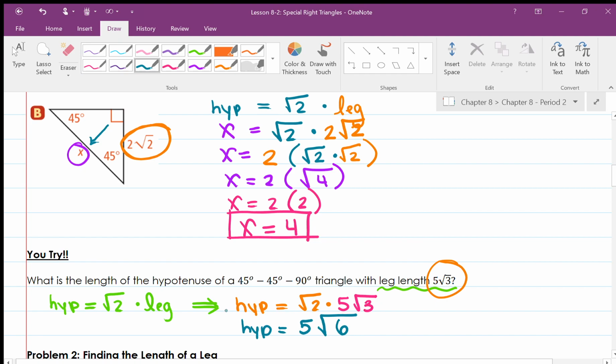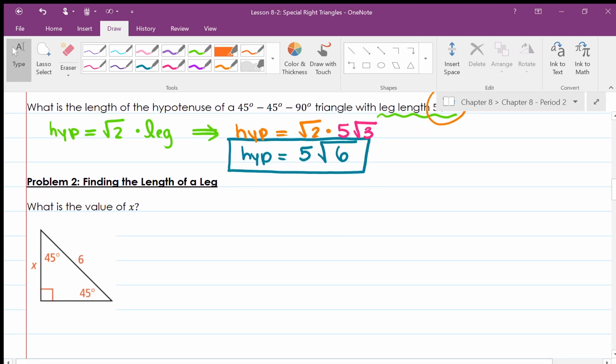Leave it. It cannot be simplified any further. The square root of 6 is simply the square root of 6. It can't be simplified. It doesn't have any perfect squares in it, so just leave it. That would be your answer here. Okay? Doing okay so far?